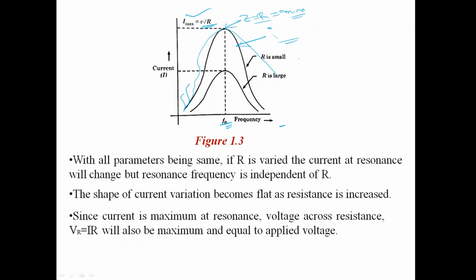And if the value of resistance increases, then the maximum current at resonant frequency will also decrease, because as resistance increases, current decreases. So this is the maximum current at resonant frequency when R is very small. Let this be R is equal to R1, and this is the resonance curve when resistance is R2, where R2 is greater than R1, right?